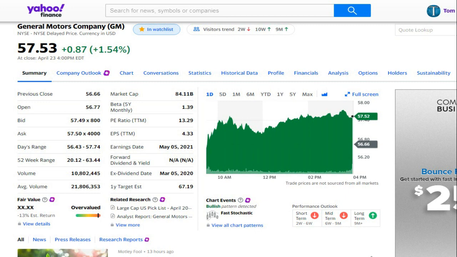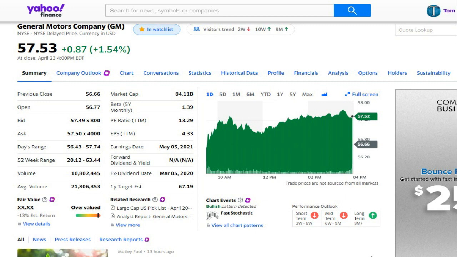They've actually had earnings per share of $4.33. That's really good for a company that makes automobiles. And the forward dividend and yield not applicable because they don't pay a dividend. And the 1-year target estimate near the bottom of the middle column, $67.19. So there again is a stock that would probably look nice in someone's portfolio.